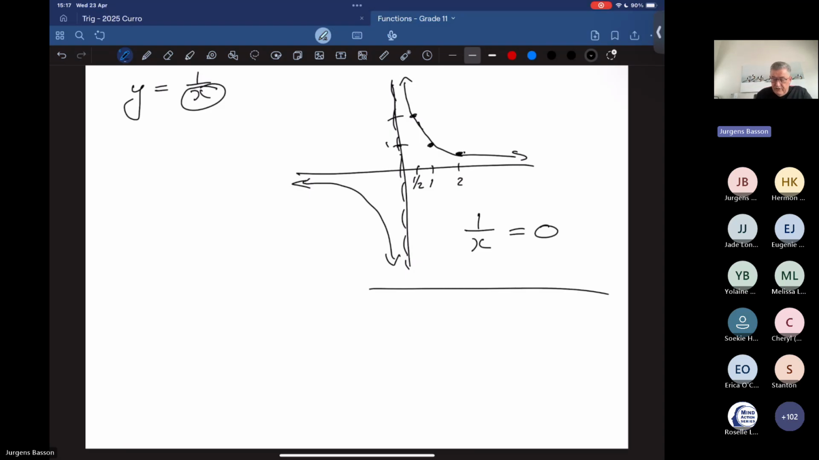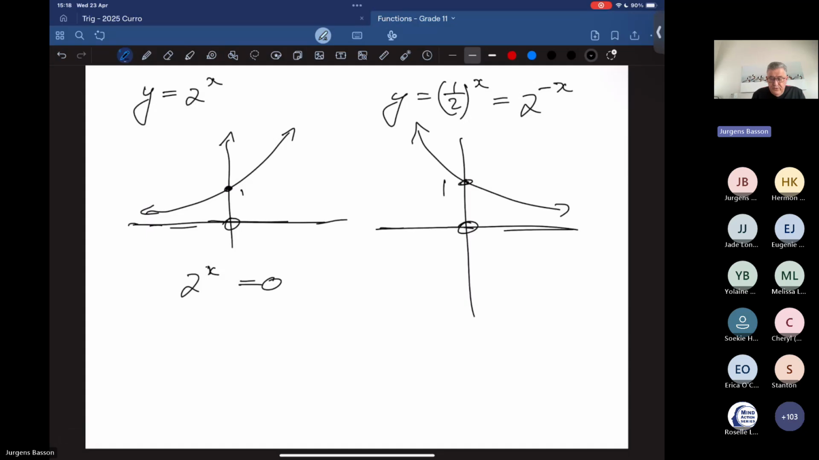And there's a very important reason for that. Ladies and gentlemen, if we have k over 0, that is undefined. And that's what we already spoke about. But k is not 0. But if you have 0 over k, your answer is 0. So very important, a fraction can only be 0 if the numerator is 0. And a fraction is undefined if the denominator is 0. And that is the reason why the hyperbola has got two asymptotes, the x-axis as well as the y-axis.